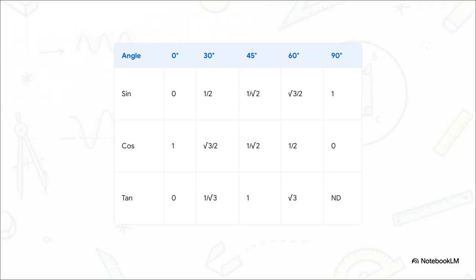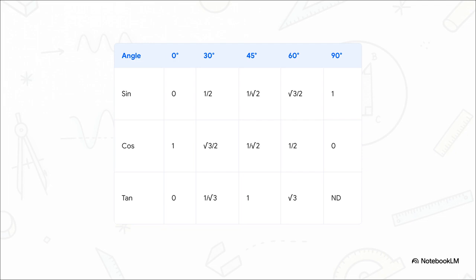Take a look at how these numbers play out. See that top sine row we just calculated? 0, 1/2, 1 over root 2, root 3 over 2, and 1? The rest of the table practically completes itself. Check out the cosine row. It is literally just the sine row written in reverse. The 1 moves to the front, the 0 goes to the back.